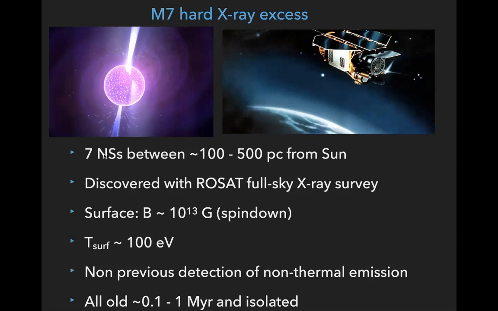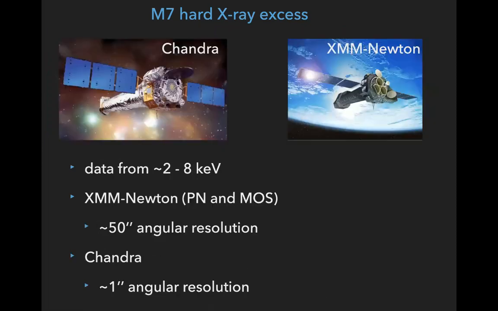We focused on 7 neutron stars called the Magnificent 7. They're about 100 to 500 parsec from the sun, which makes them relatively close. They were discovered in soft X-rays with the full-sky ROSAT X-ray survey. From spin down, they're known to have large magnetic fields on the order of 10 to the 13 Gauss. Their surface temperatures are about 100 eV. And previous to our work, no non-thermal emission had ever been detected from these neutron stars. And they were all pretty old and isolated. They were thought to be very boring, just sitting there, essentially radiating as perfect black bodies.